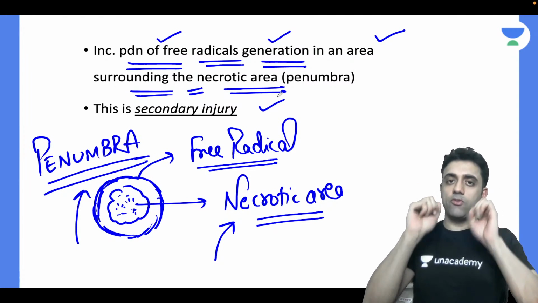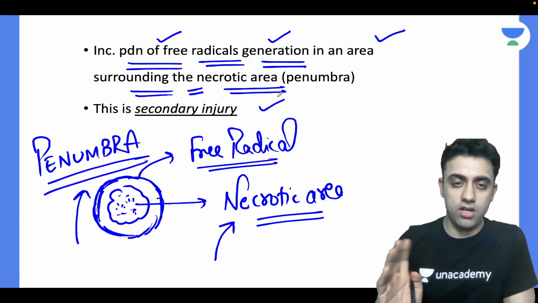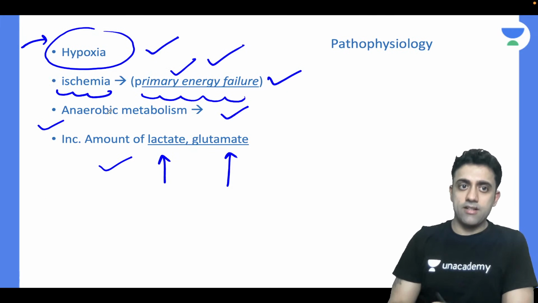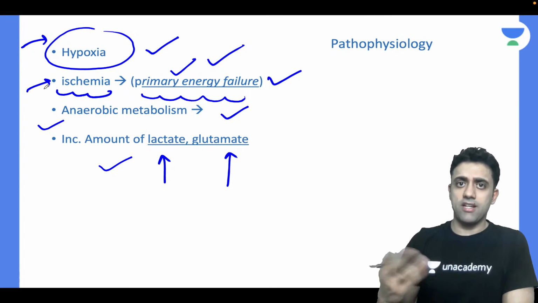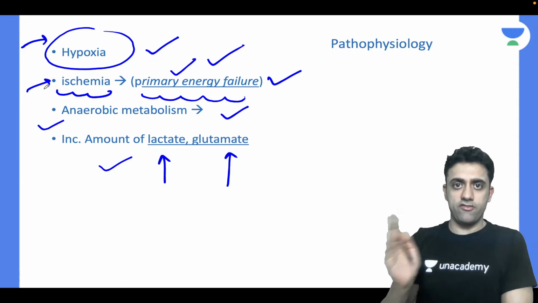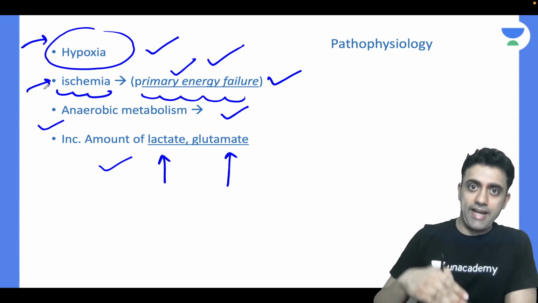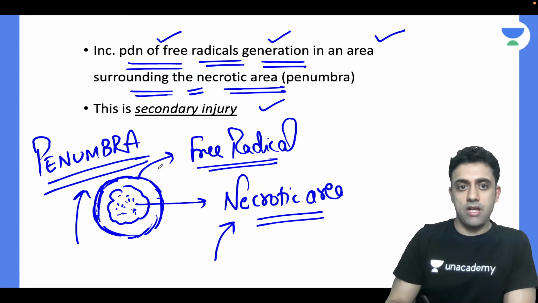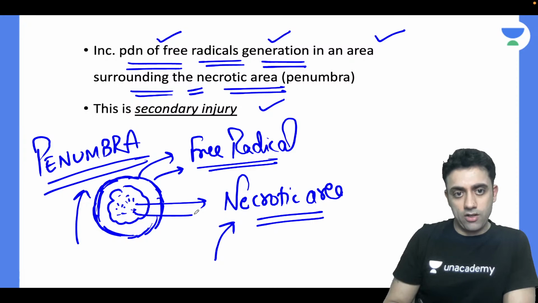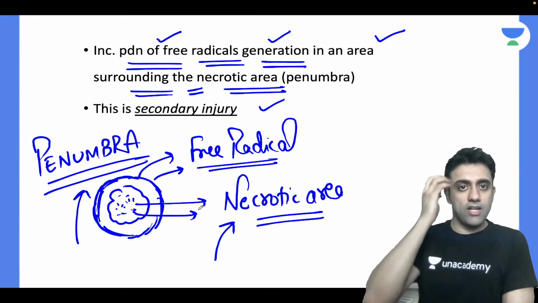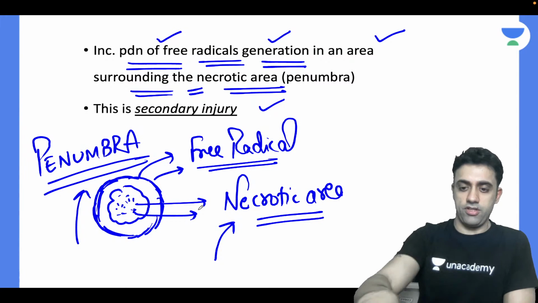Try to grasp in your mind as much as possible. Okay, there is primary energy failure and secondary energy failure. In the primary energy failure, there was simple hypoxia. The baby did not cry, hypoxia happened, ischemia happened, so damage happened. That is primary energy failure. After the damage, then anaerobic metabolism will take place. Lactate, glutamate, and free radicals will come out, and the necrotic area was inside. Now, this whole double bad thing is known as penumbra, and this is the secondary injury.